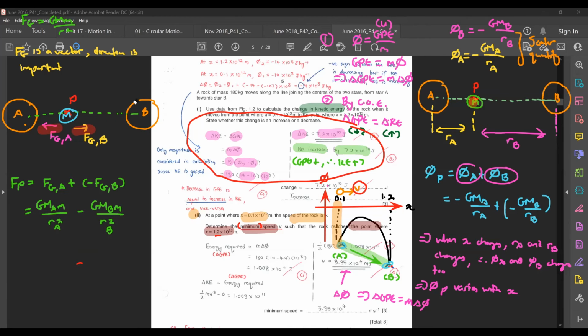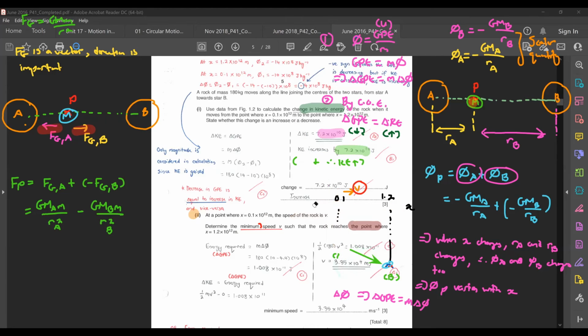You will still be using change in K equals to change in GPE, but you are not going to be using the values that you found in part 1. Now, why do I say that? I need to erase a lot of stuff. Just bear with me a little. Let me just erase the entire thing on the right hand side. This is not required.